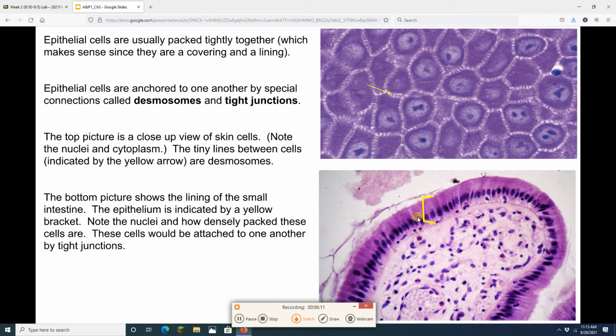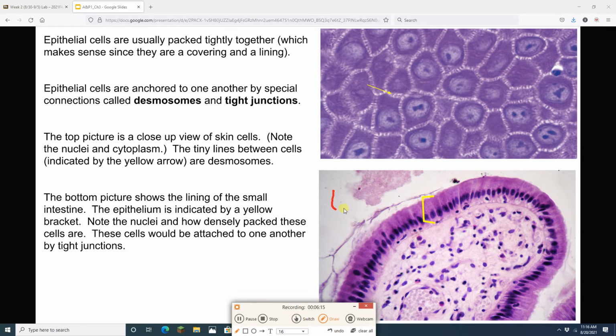Down here, this is epithelium from the small intestine. The lumen of the small intestine is up here where I'm writing lumen. And so these cells here, they're all very tightly packed together, which is protective from whatever might be in the lumen of the small intestine. And by the way, in this picture, if this is the lumen, then the arrow that I'm drawing right now is pointing at the apical surface of this epithelium.